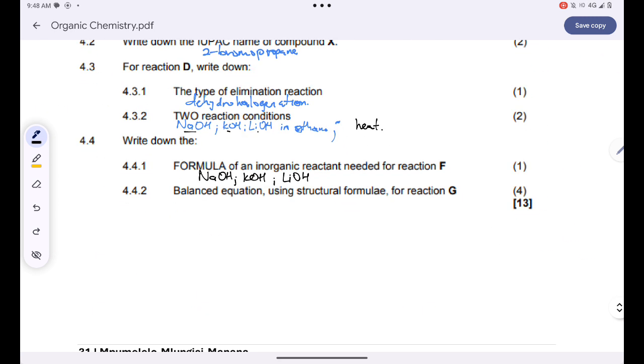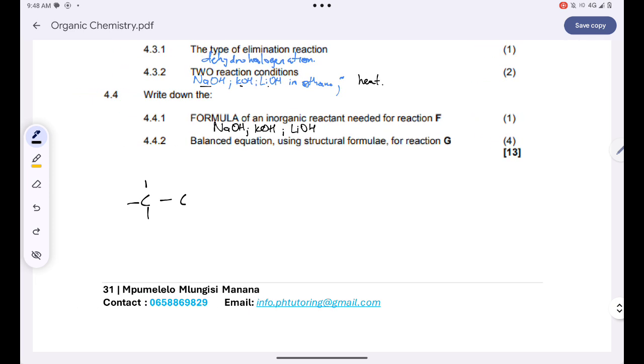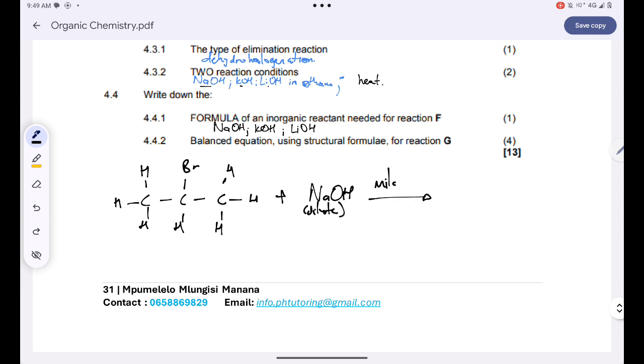And then I must write the balanced equation for the hydrolysis reaction. I had compound X, which had bromine there, and the hydrogens, plus NaOH, which is dilute, and I only need mild heat.